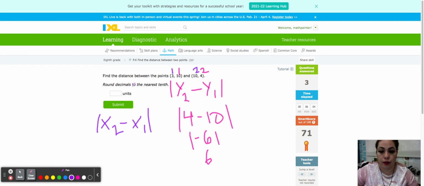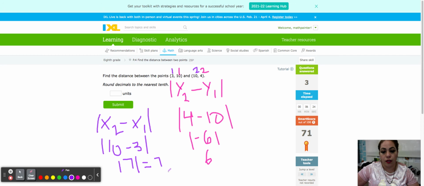And with the purple, we're going to figure out what the other side of the triangle is. So x2 is 10 minus 3, absolute value. 10 minus 3 is 7, absolute value. And that absolute value makes it always a positive. So now, this is A and this is B.